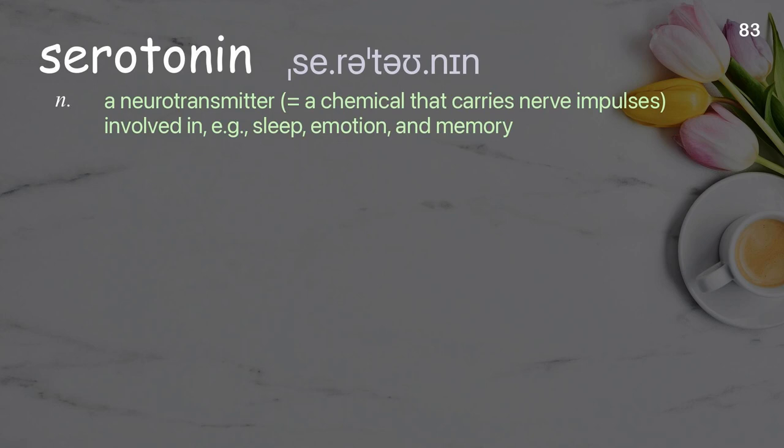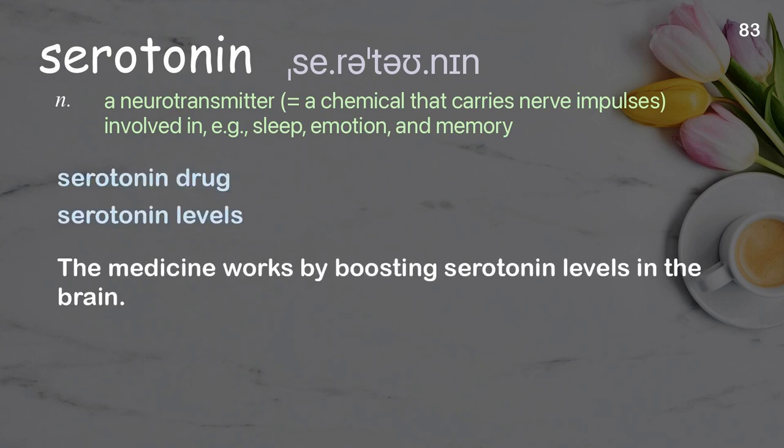Serotonin. A neurotransmitter, a chemical that carries nerve impulses involved in, for example, sleep, emotion, and memory. Examples: serotonin drug, serotonin levels. The medicine works by boosting serotonin levels in the brain.